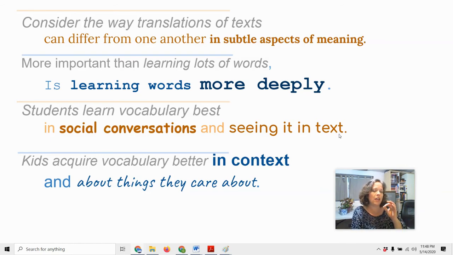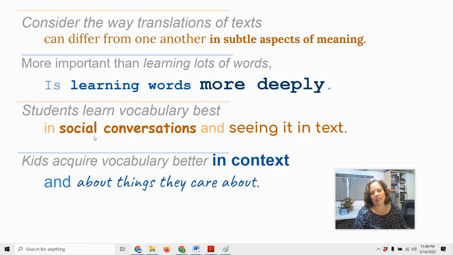Also, a deeper understanding of a word and the meaning it conveys, those subtle aspects of meaning, ends up being more important than throwing a bunch of words at students. Because as they learn to recognize those language patterns, they can apply those more broadly. When we just hammer them with lots of words, then they're really not learning to fish.